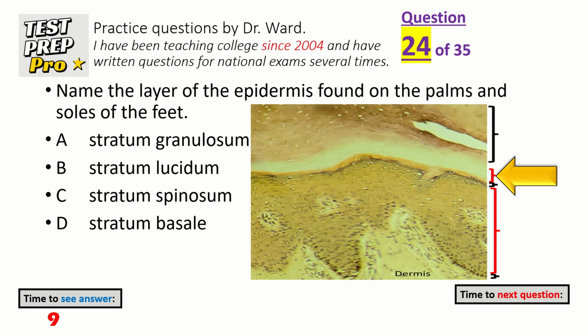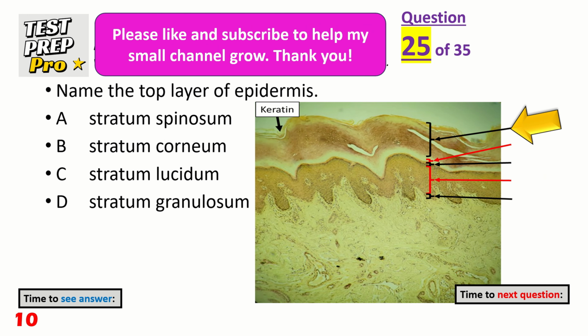Name the layer of the epidermis found on the palms and soles of the feet. It's the second layer from the top as far as the epidermis, the stratum. Stratum lucidum. Name the top layer of the epidermis, the top stratum. Stratum corneum.